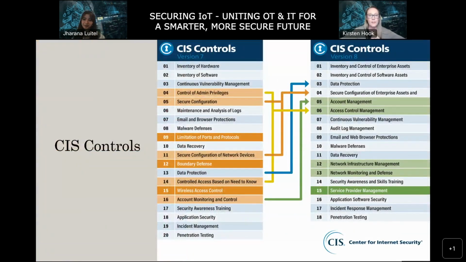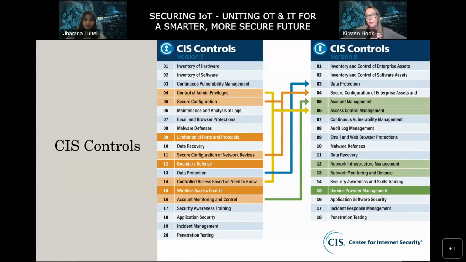Thanks, Jharana. Anytime I hear about Triton or I have to talk about Triton, I feel a little bit uneasy because it doesn't really get more real than that. When you realize the intent of what the malware was going to do, it really hits home how important it is that we take cybersecurity seriously in these environments. So with that being said, let's talk about the CIS controls.